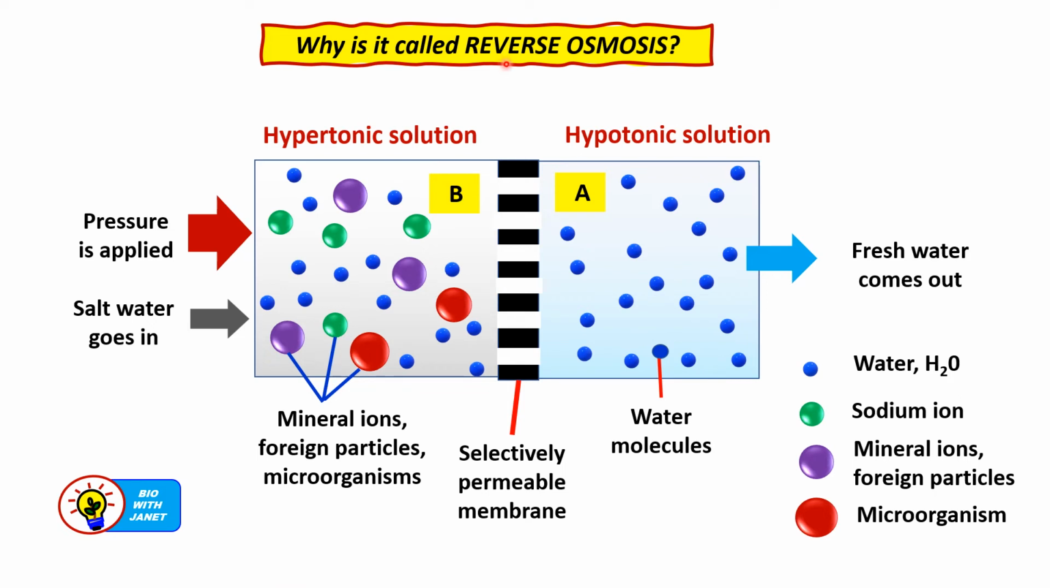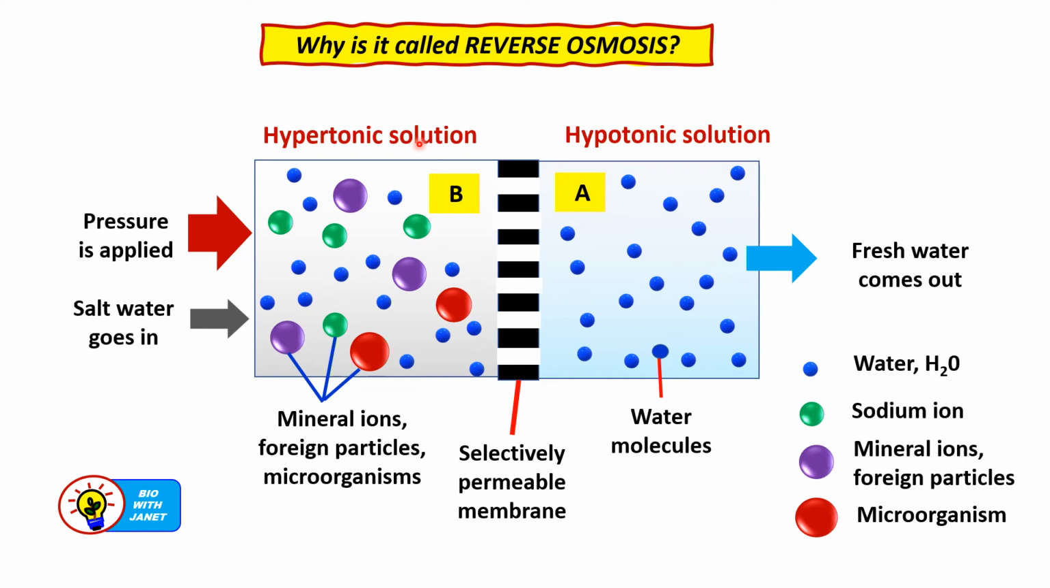Right, so a question asked by some students is, why is this process called reverse osmosis? All right. So is it because it's the opposite of osmosis? Yes, it's right. It is the opposite of osmosis in the sense that the flow of water molecules is from a hypertonic solution to a hypotonic solution. Whereas in the normal process of osmosis, water diffuses from the hypotonic solution, the more dilute solution, to the hypertonic solution, the more concentrated solution.